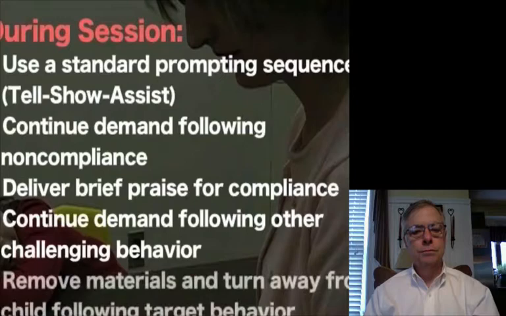If the child engages in the target behavior at any time during the prompting sequence, immediately terminate the demand by removing all of the demand materials from in front of the child and turning away from the child for approximately 30 seconds. If challenging behavior occurs most frequently in the demand condition, then there is evidence of an escape function for the child's challenging behavior.